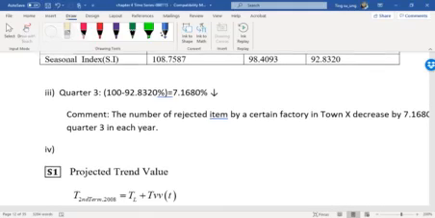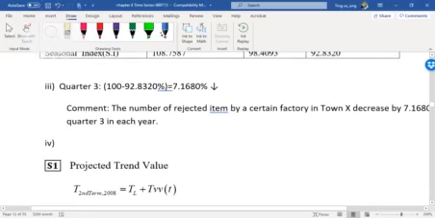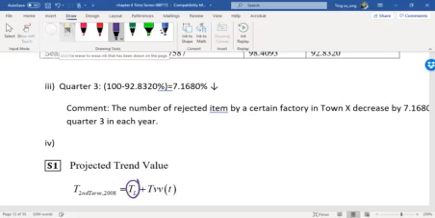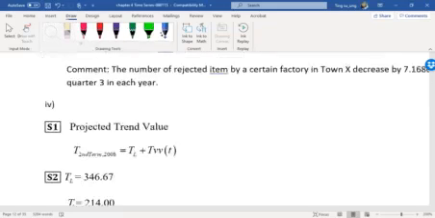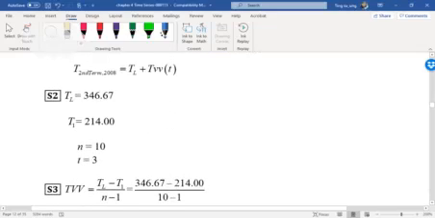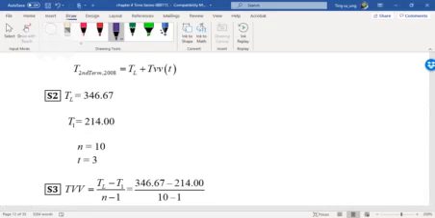Step 1, you get the formula. TL here means the last trend value. TVV, what is TVV? You got a formula: TVV is TL minus T1. T1 is the first trend, TL is the last trend, and TVV means the total trend value. Okay, trend values, don't confuse. The t here means the term.